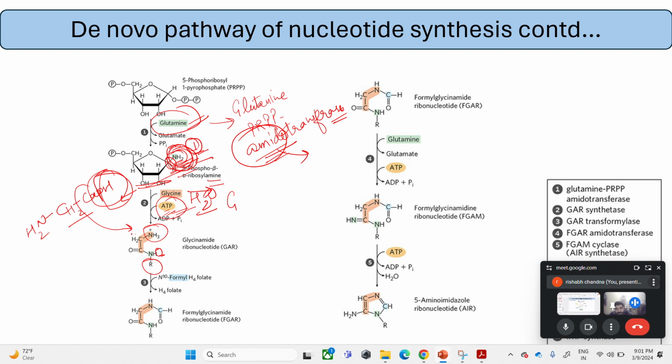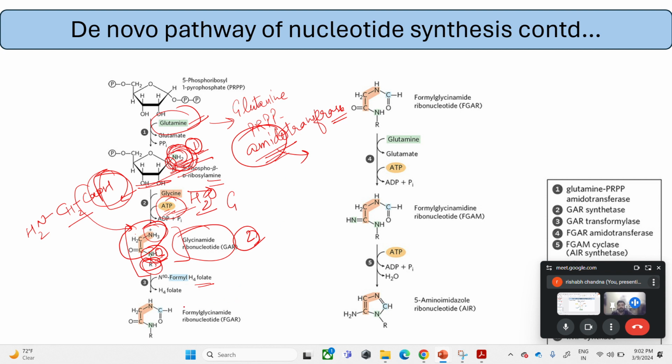This particular molecule that is formed is called glycinamide ribonucleotide, because most of the glycine moiety is attached to this particular NH group on the ribose 5 phosphate. So this is the second intermediate formed during the reaction. Now this intermediate is attached to the folate group. So now comes the carbon addition to the ring.